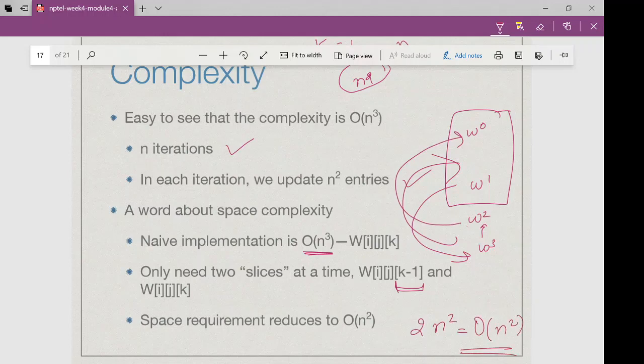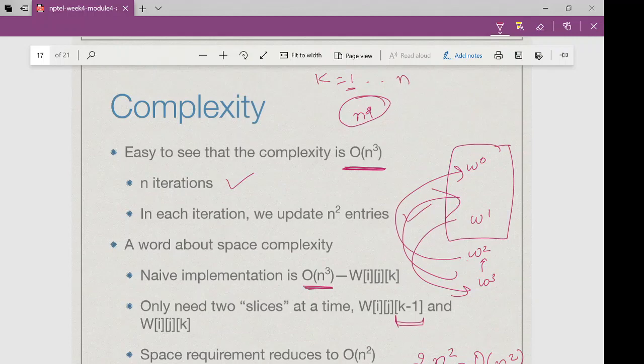Anyway, you need the matrix, right? N square space you need, but only 2 matrices. So the space requirement can be reduced to n square, but the runtime complexity you cannot improve better than n cube, because you have to work with a matrix, and n square is the size of the matrix itself, and you have to run the algorithm for n iterations. So with this we have completed shortest path. Okay, thank you.